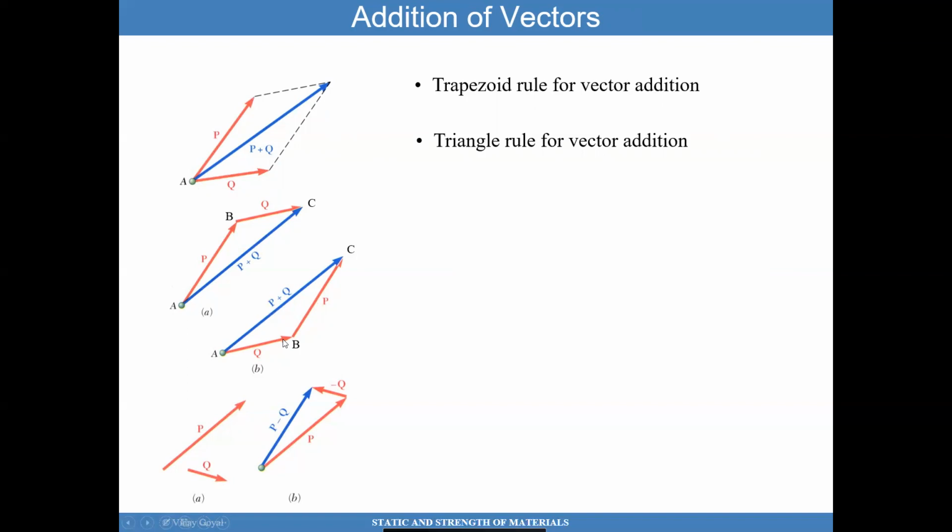In figure B, I have moved vector P to the right, translated it. I haven't changed the problem because the magnitude is the same and the direction is the same. So here I have that, and when I connect points A and C, I get the resultant, which is P plus Q. So that's your vector addition there.